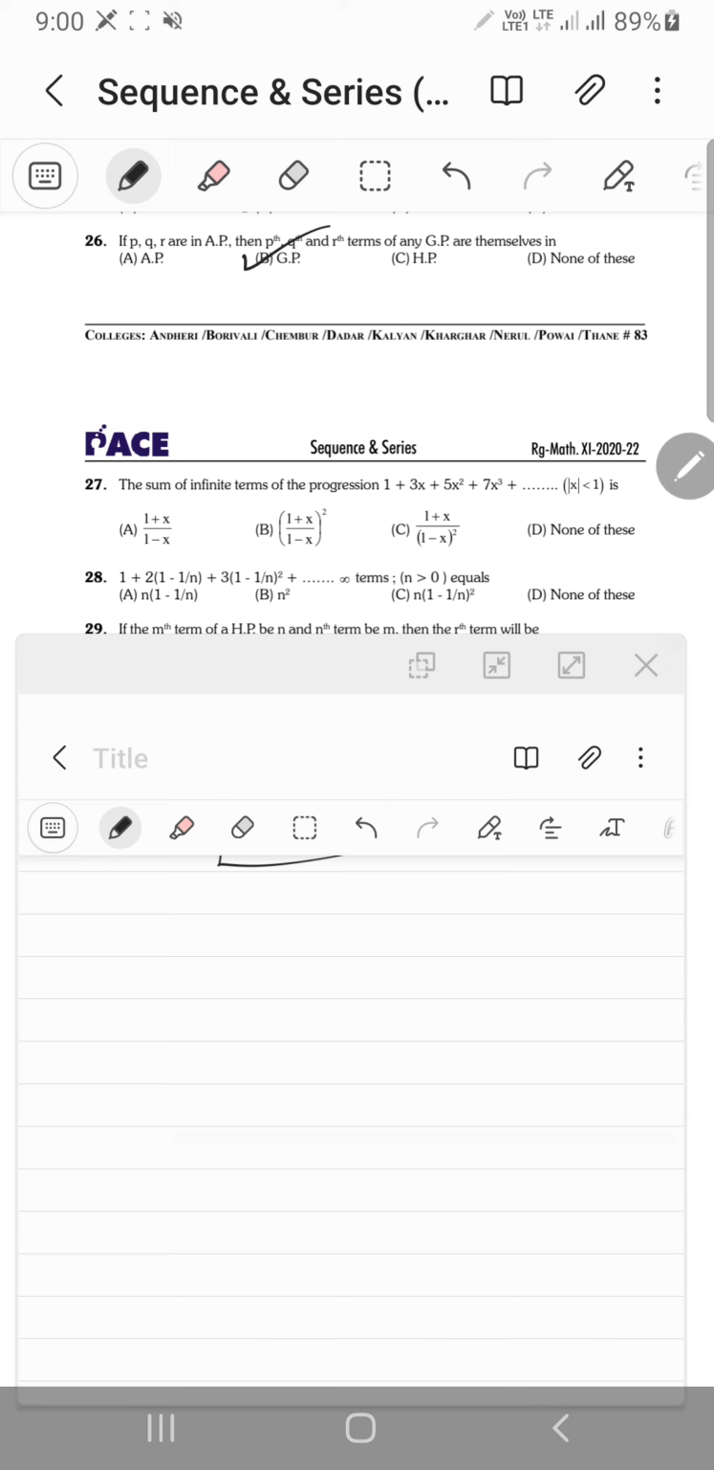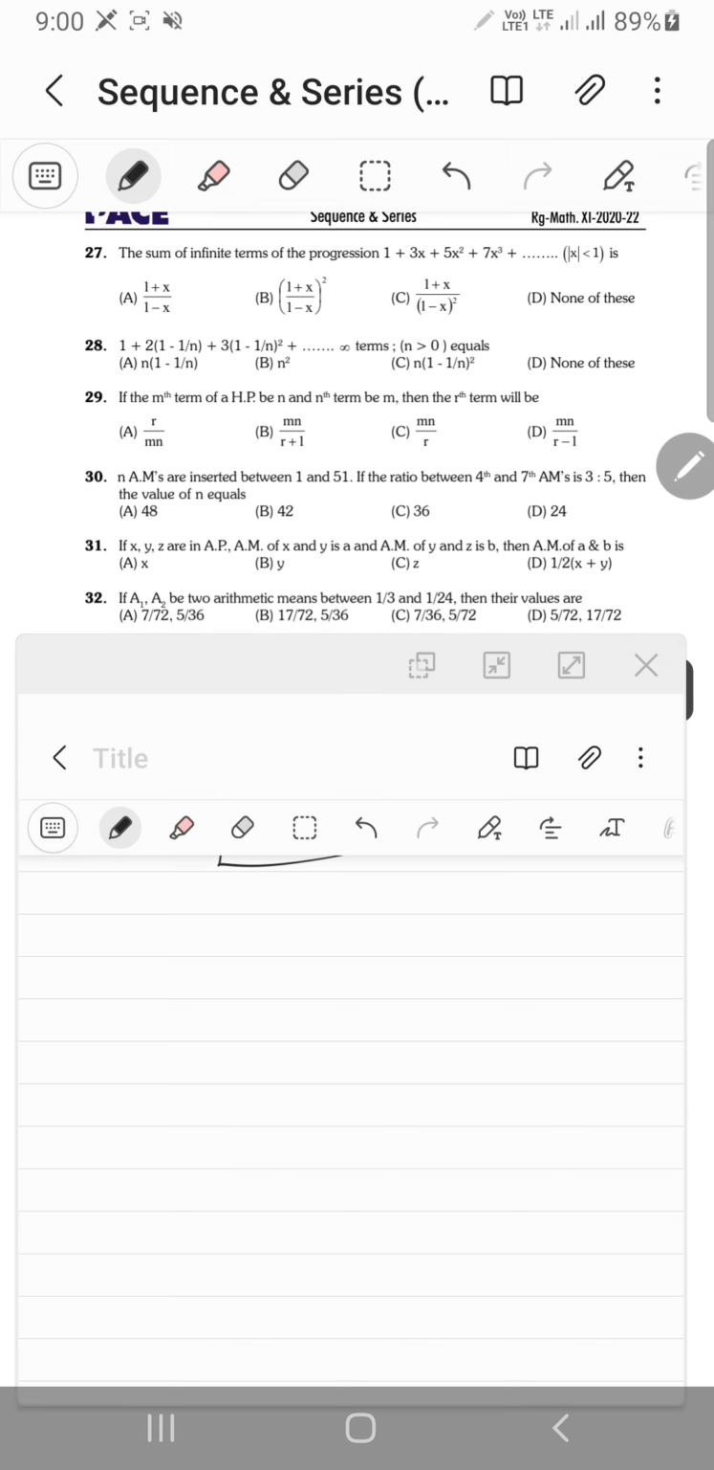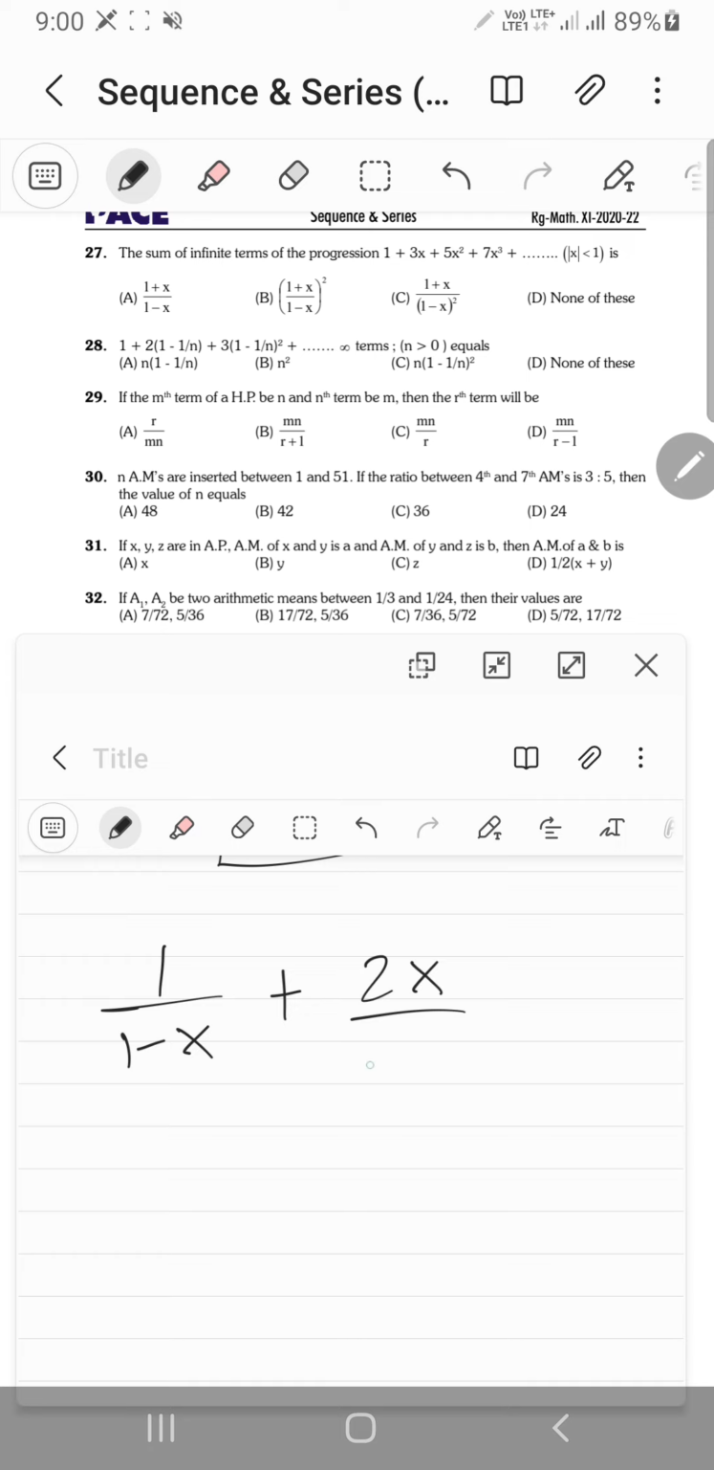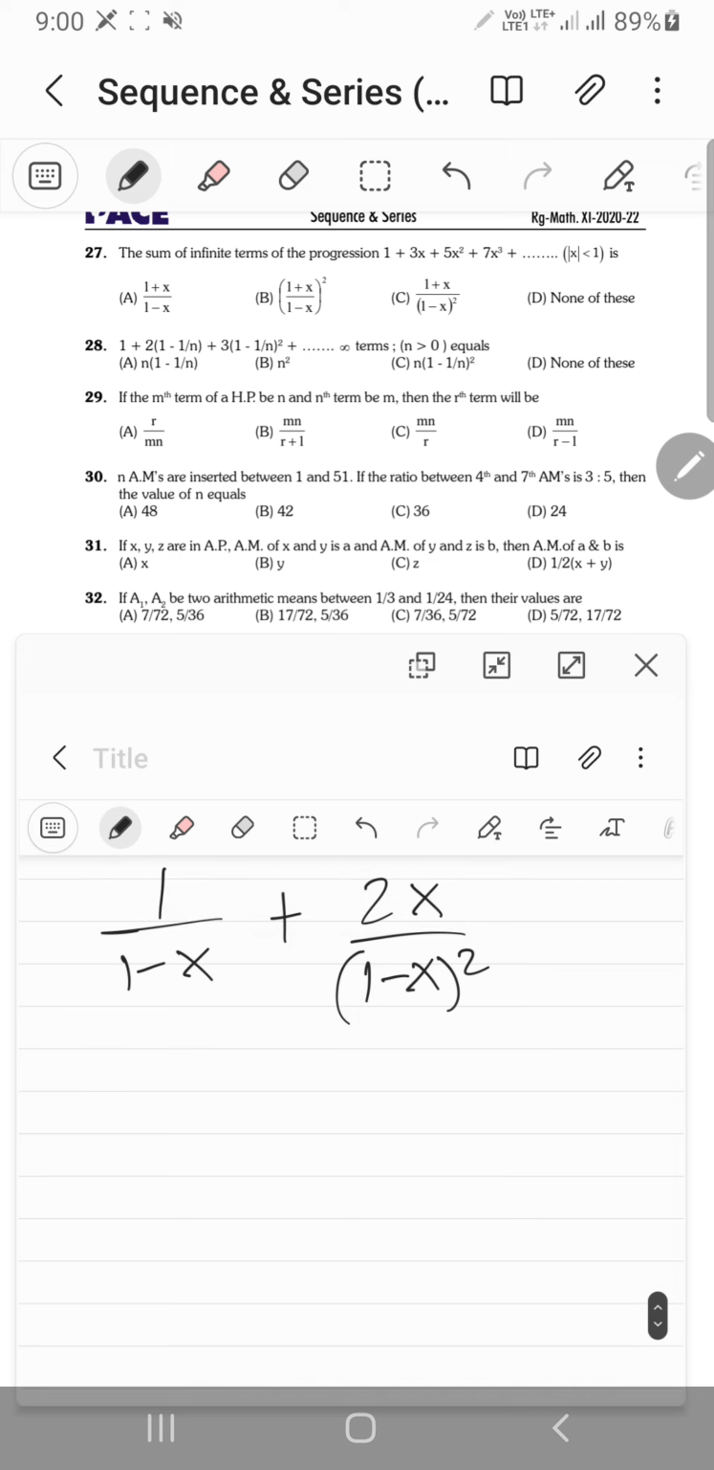Okay, the sum of infinite terms of the progression. This is just another AGP. We already got the formula, so just A upon 1 minus R. So what's the R? X plus D, D is 2, that times R upon 1 minus X, that thing squared. That is the sum. So 1 minus X squared, and then it's just 1 minus X plus 2X, which is 1 plus X.